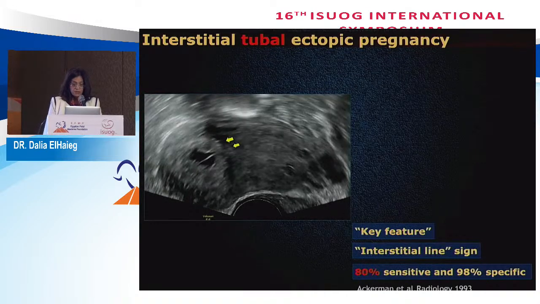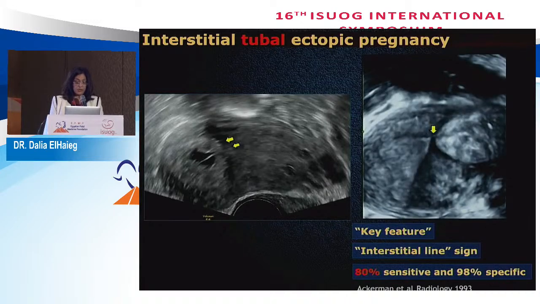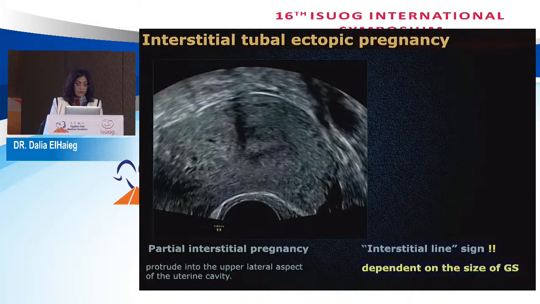The key feature is the interstitial line sign, which is the thin echogenic line that extends from the lateral angle of the cavity through the myometrium till it reaches the gestational sac. It represents, as you can see here, the proximal part of the tube that is not occupied by the ectopic gestational sac, and it has a sensitivity of 80% and is 98% specific.